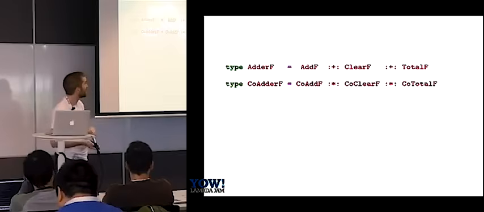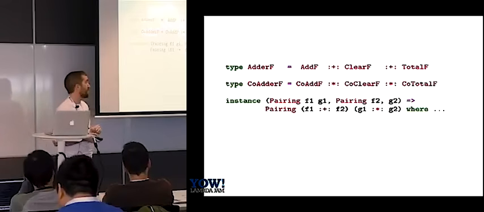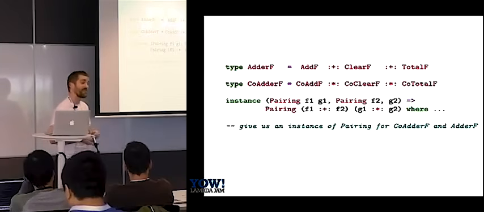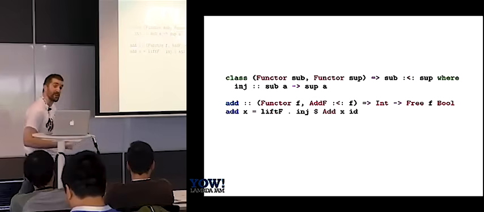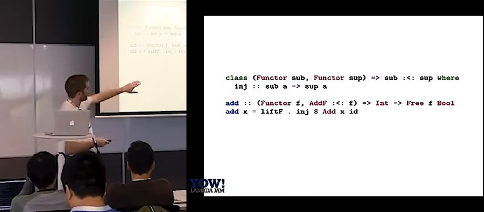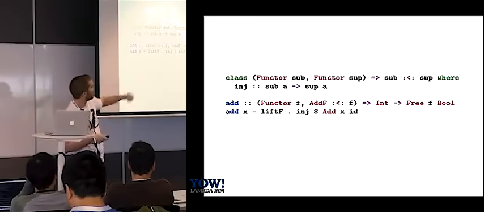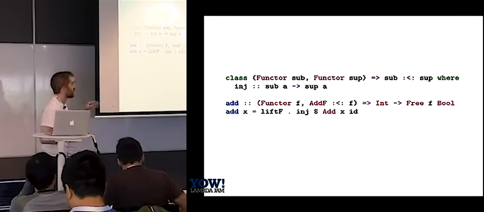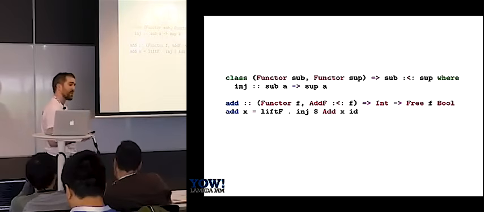We can work on them individually. There's a pairing between these, which means there's a pairing between adder and co-adder just because we paired all of the parts. So we can travel a bit more lightly there as well. Data Types à la Carte introduced this little symbol here for saying that our big sum of functors contains add, in this case. So we can still have our DSL, but this will work in anything that has add in the sum. So we can mix and match.